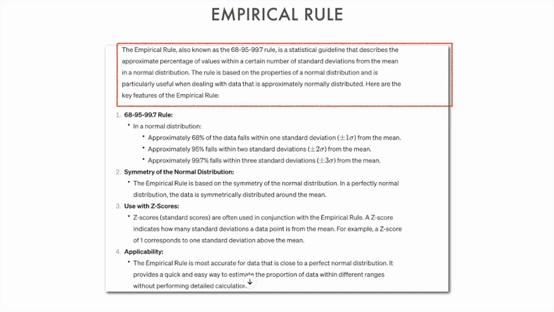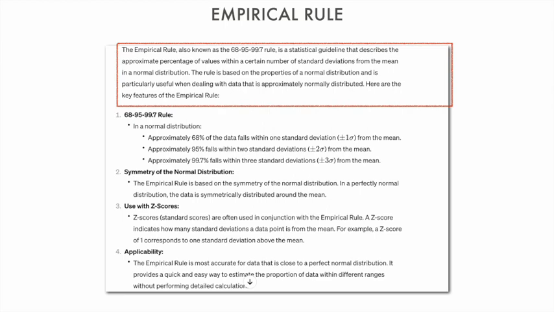Symmetry of the normal distribution: the empirical rule is based on the symmetry of the normal distribution. In a perfectly normal distribution, data is symmetrically distributed around the mean. Use with Z scores: Z scores are used in hypothesis testing, which will be covered later. Z scores, or standard scores, are often used in conjunction with the empirical rule. A Z score indicates how many standard deviations a data point is from the mean. For example, it is a test statistic, a sample statistic. A Z score of 1 corresponds to 1 standard deviation above the mean.